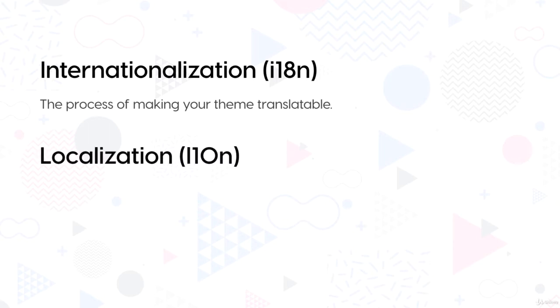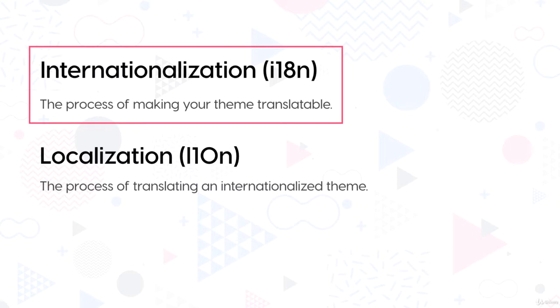Localization, on the other hand, refers to the process of actually translating the theme. So in order to localize a theme, it must be internationalized first. We will talk about localization at the end of this course, but what's important to know now is how to internationalize your theme. And we should know that very well early on, because we will use internationalization functions in pretty much every file we create. So let's visit our code now and see what we should do in order to make our theme translatable.